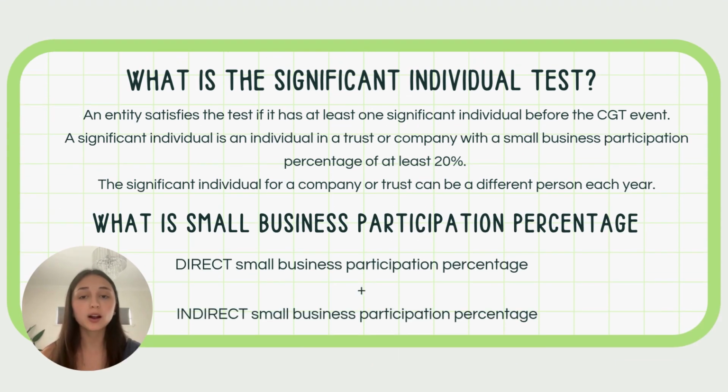An entity will pass the significant individual test if it has at least one significant individual before the CGT event occurs. A significant individual is an individual in a trust or a company that has a small business participation percentage of at least 20%. This percentage is calculated by adding the direct small business participation percentage and the indirect small business participation percentage. A significant individual can also be a different person each year.